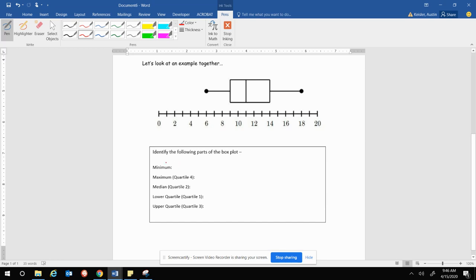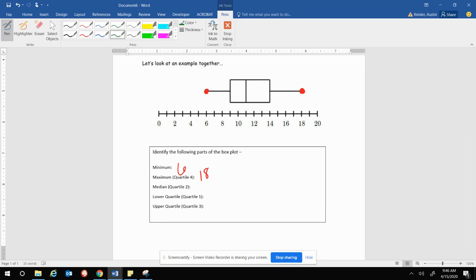Well, my first part it wants me to identify is the minimum. And remember, we set up above that the minimum is this dot way over here on the left. So if I look at that dot, that's right there at the 6. So the minimum is 6. The maximum, or AKA the fourth quartile or quartile 4, is this other dot way over here to the side, which is right even with 18. So 18 is our answer for that second one as our maximum.